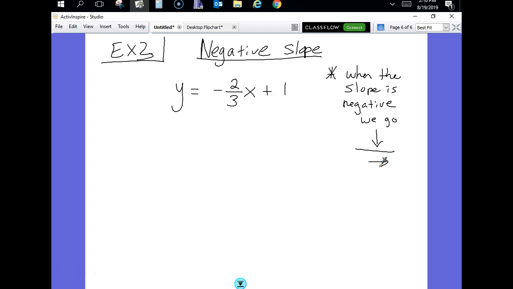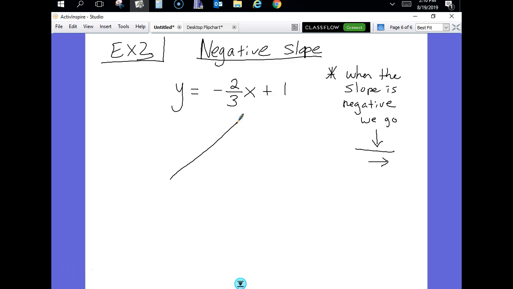We're still going to the right, correct? I'm not going left. But what did change? Down. I went down instead of up. What would happen if you went down and left? That would be positive because that's like a double negative, right?